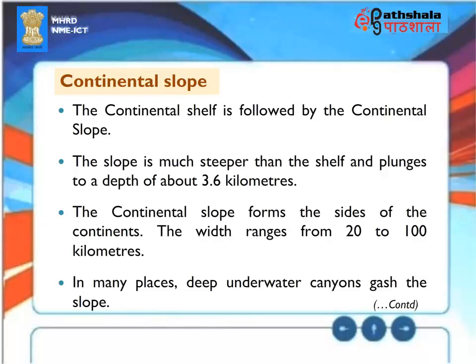Continental slope. The continental shelf is followed by the continental slope. The slope is much steeper than the shelf and plunges to a depth of about 3.6 kilometers. The continental slope forms the sides of the continents. The width ranges from 20 to 100 kilometers. In many places, deep underwater canyons gash the slope.